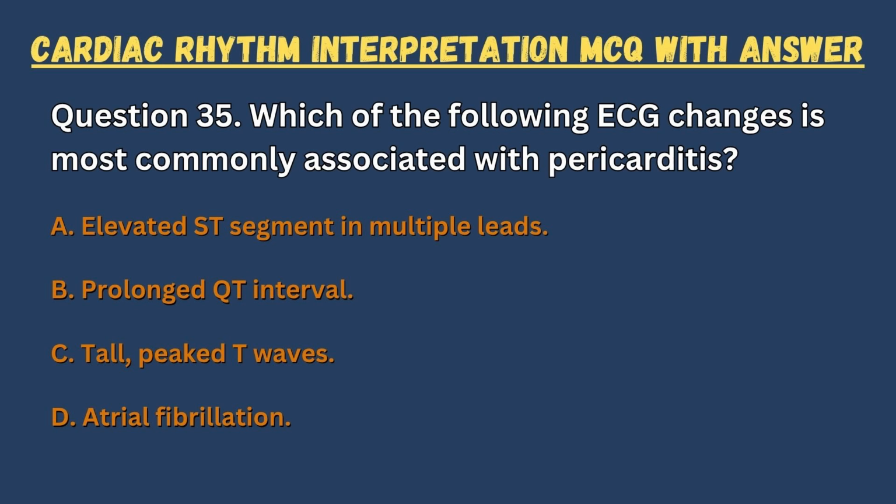Question 35. Which of the following ECG changes is most commonly associated with pericarditis? A. Elevated ST segment in multiple leads. B. Prolonged QT interval. C. Tall peaked T waves. D. Atrial fibrillation.